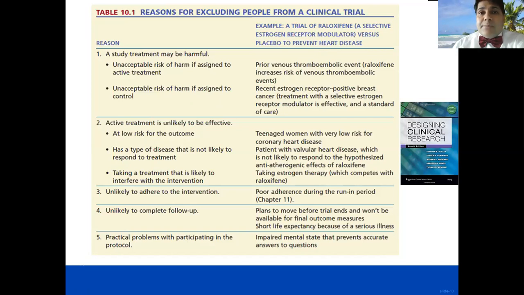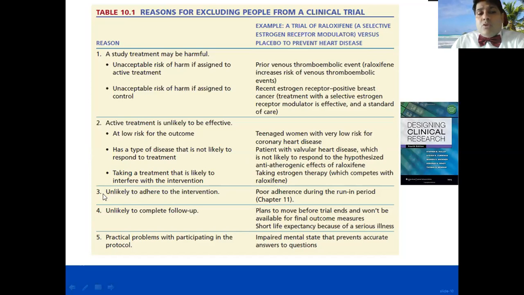Take the example here on top: if treatment is not likely to be effective, as in the given example of teenage women who are low risk for coronary artery disease, 0, 1, and 2, then because they are less likely to develop the outcome you're looking for, or less likely to develop the disease, you will not get the desired outcome anyway, so exclude them as well. Then the type of disease that is likely to respond to treatment, which is valvular heart disease, then do not go with congestive heart failure, the other heart failure, or acquired heart disease as well.